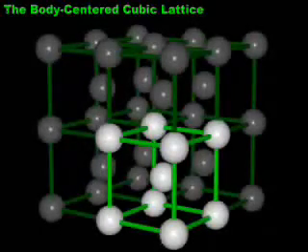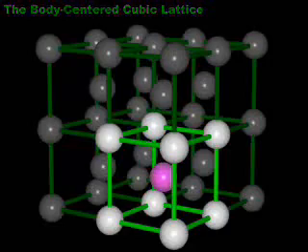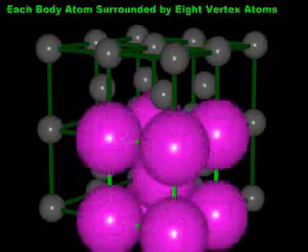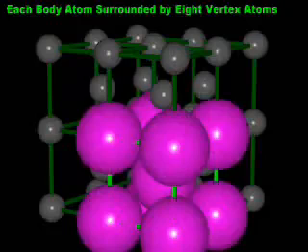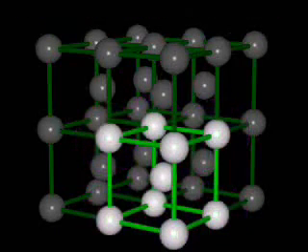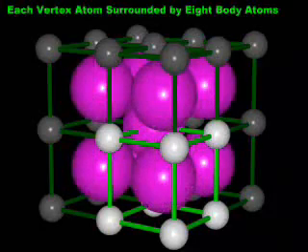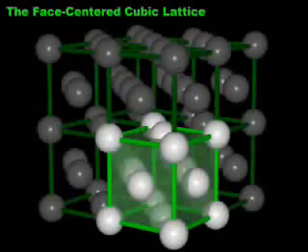The coordination number of the body-centered cubic cell is more obvious. Any body atom touches 8 vertex atoms for a coordination number of 8. The coordination number for a particular structure is the same regardless of which atom is chosen. Therefore, we can also say that each vertex atom is surrounded by 8 body atoms, again giving a coordination number of 8. Last, we will demonstrate the coordination number of the face-centered cubic cell.